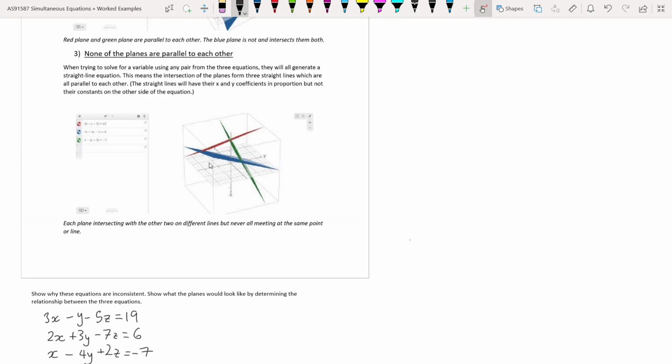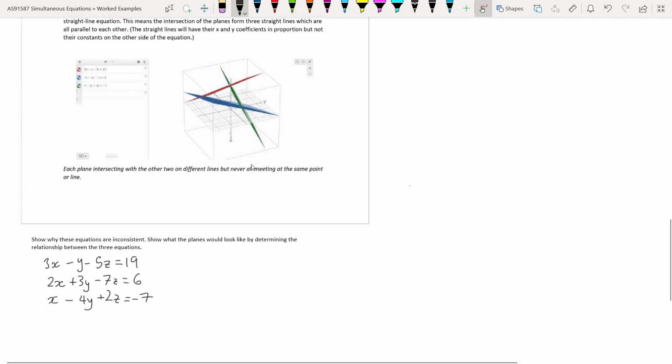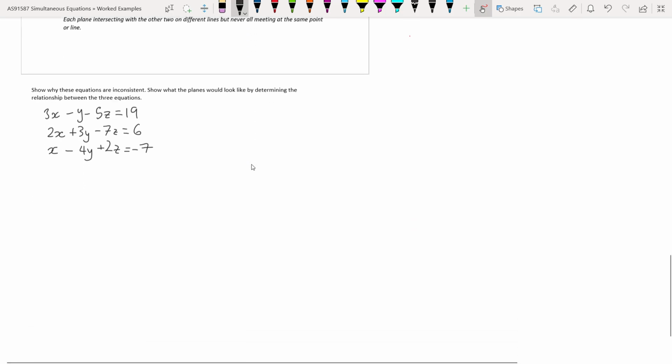So blue will intersect red, but it will be away from where blue intersects green and red intersects green as well. So much like the last couple, there is going to be this sort of question: show why these equations are consistent, show what the planes would look like by determining a relationship between the three equations. So, like the last few times, label your equations and just pretend you are going to solve it as if you're going to find x, y, and z.